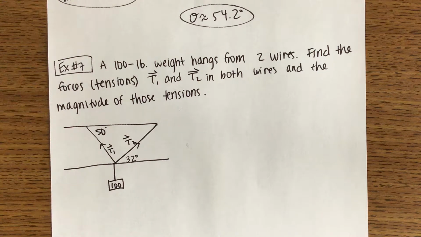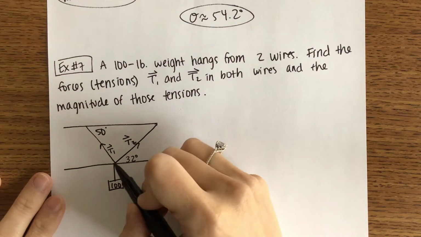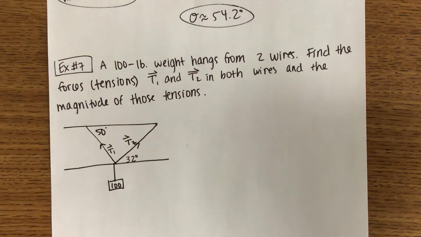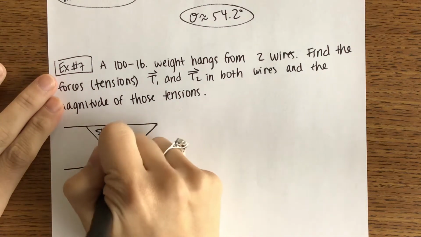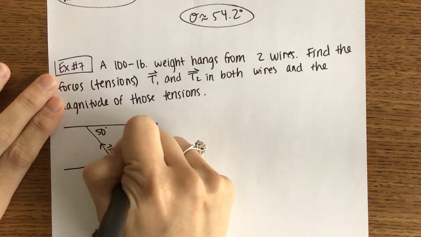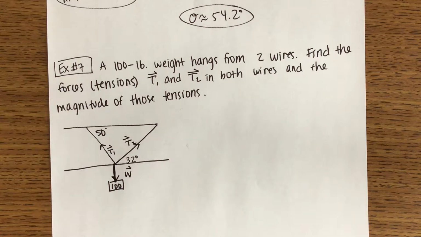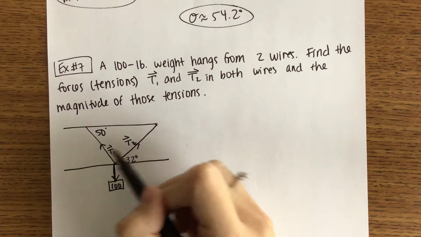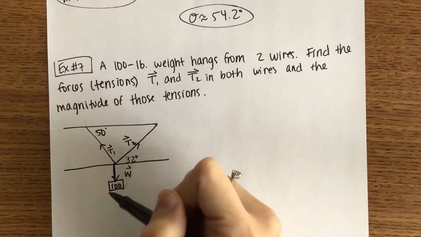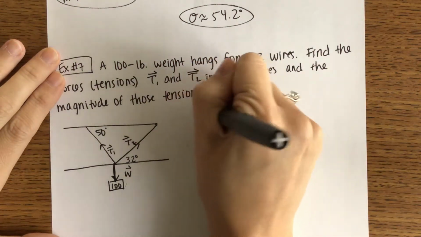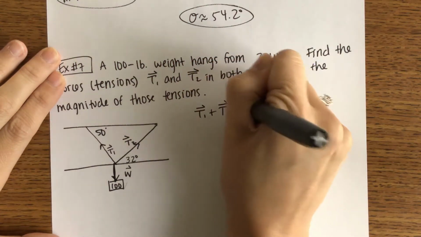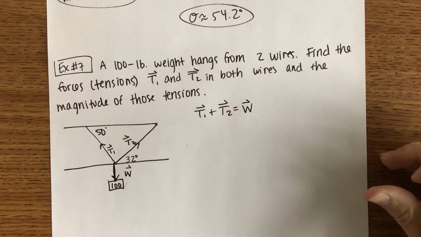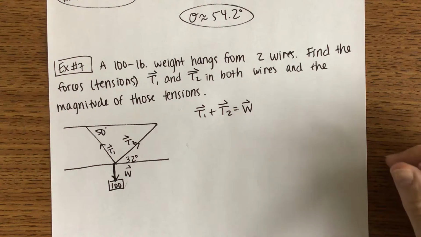This is what we're looking at. So we have this wire here holding up that 100-pound weight. I'm going to call this W for the weight. So the first thing we know is that these two wires are going to result in holding the weight up. So we know that that vector T1, when we add the vector T2, we're going to get the vector W, because we have the weight balanced.